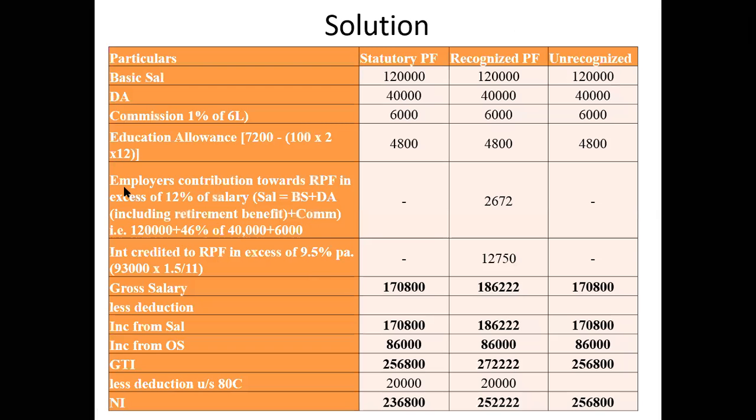Now let us see. We are somewhere here. So employer's contribution towards a recognized provident fund in excess of 12% of salary, right? So first thing is we need to understand what is salary. Salary is equal to basic salary plus DA. Here you have to include retirement benefit. Can somebody tell me why I have to include it here? When I did the DA calculation earlier, I did not take retirement benefit. But when I'm taking the DA calculation here, why do I need to consider retirement benefit? Can somebody explain to me?